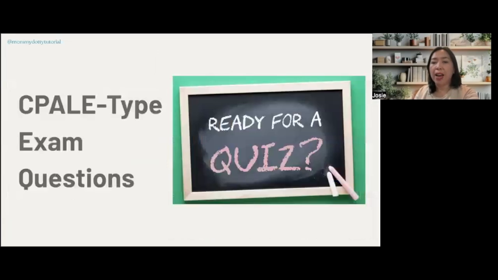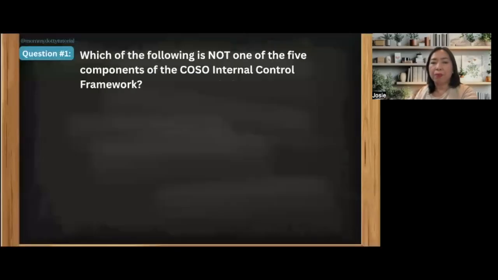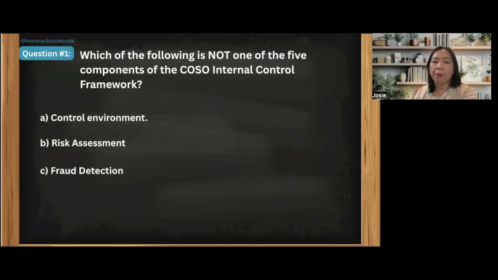All right, now let's go to our CPA-type exam questions. So are you ready for the quiz? If yes, then let's start. Okay, let's start with question number 1. Which of the following is not one of the 5 components of the COSO internal control framework? A, the control environment. Okay, remember the COSO framework. B, risk assessment. C, fraud detection. And D, monitoring. You may pause the video and think.